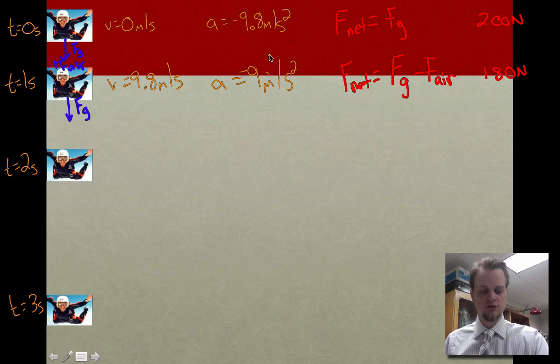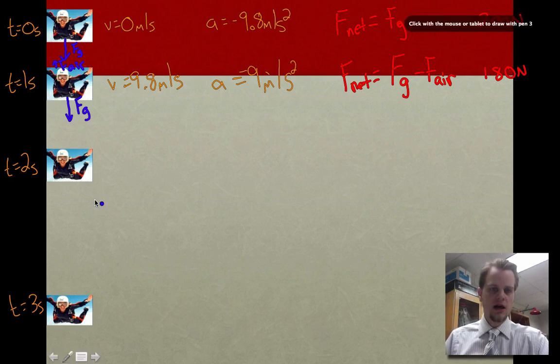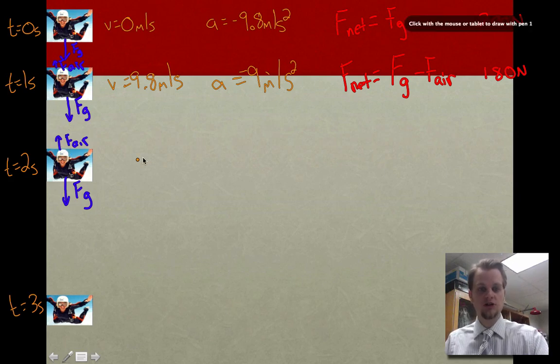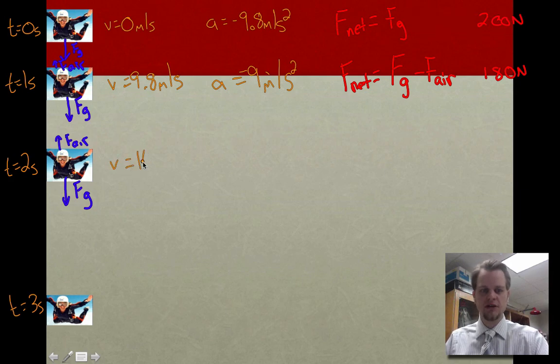So let's do 1 more second later. Again, he's got the same force of gravity, same size arrow, except now it's 2 seconds afterward, so his force of air resistance is a little bit bigger. Notice that the force of air resistance here is bigger than before, because he's moving a good bit faster. In fact, let's guesstimate: now he's going 14 meters per second. He did not move an extra 9 meters per second, because the air resistance is pushing back on him.